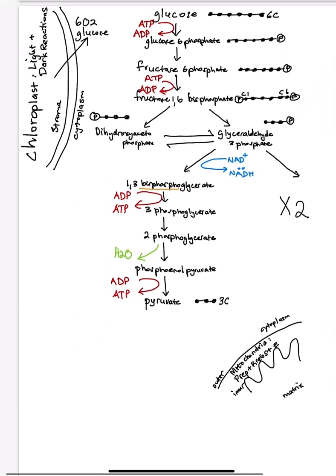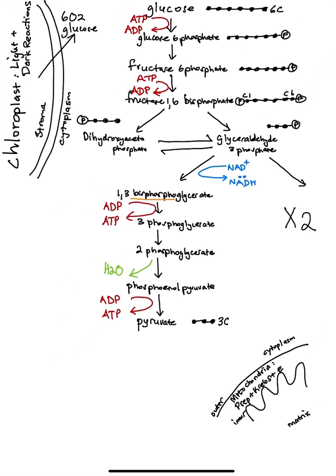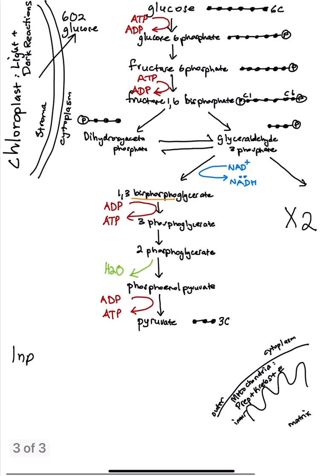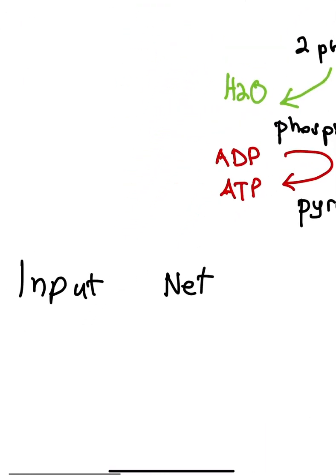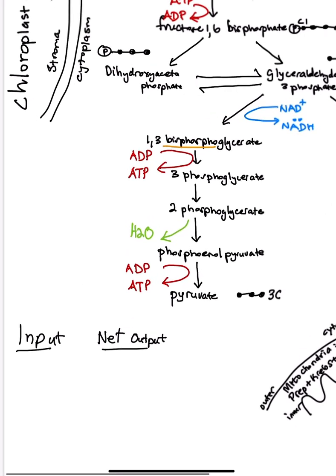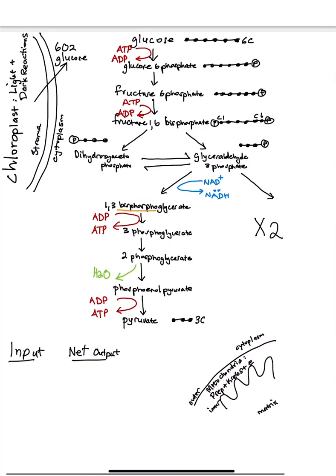To summarize, it's always a good idea to write down what is our input and our output. And we will do this in the form of net output. We do input and net output. So let's look at the reactions together here, and then you'll see that we have an input of 2 ATP, and we have an output of 4 ATP. We have 2 ATPs leaving down here, one from the bisphosphoglycerate and one from phosphoenol pyruvate.